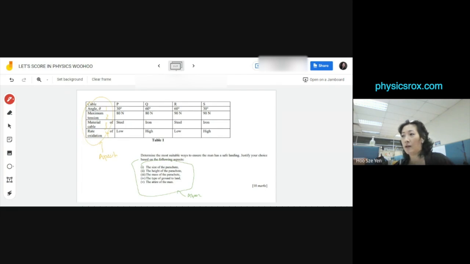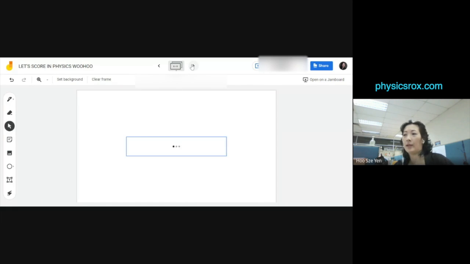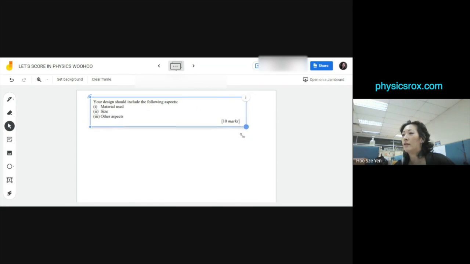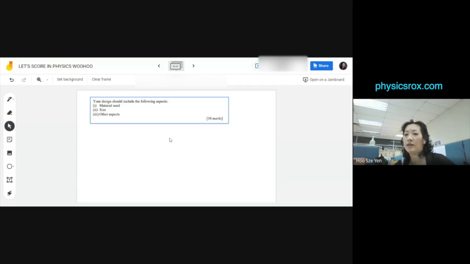Some of you have come across questions like this, right? We've done this in class before, and I think we've also done this in some of your mid-year exams. This one is a class test. Where is the question paper? Like this one. And people see this and think, oh my god, why? Then you get things like this: material used, size, other aspects. Oh my god, what other aspects to consider? I don't know. Too bad, you've got to figure it out.